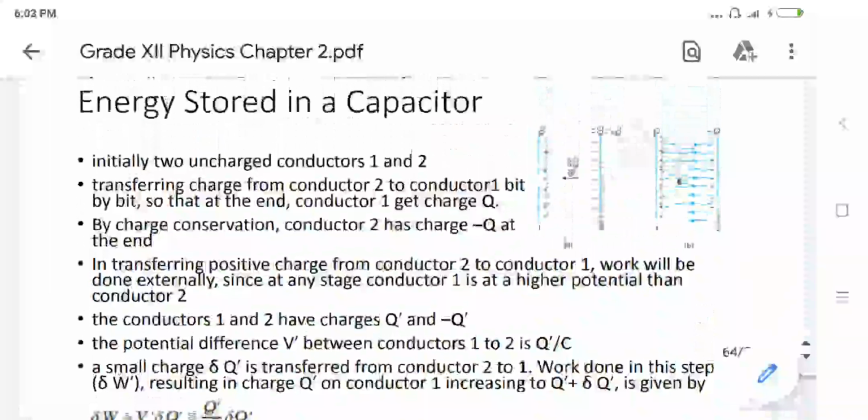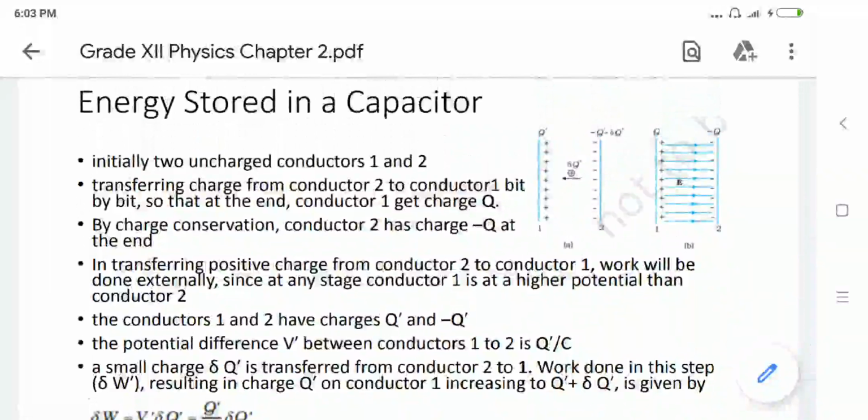Let us start our new session. The energy stored in a capacitor we have already discussed. Let us take a brief of it. For the energy stored in a capacitor, two parallel plates are there with a dielectric material in between.